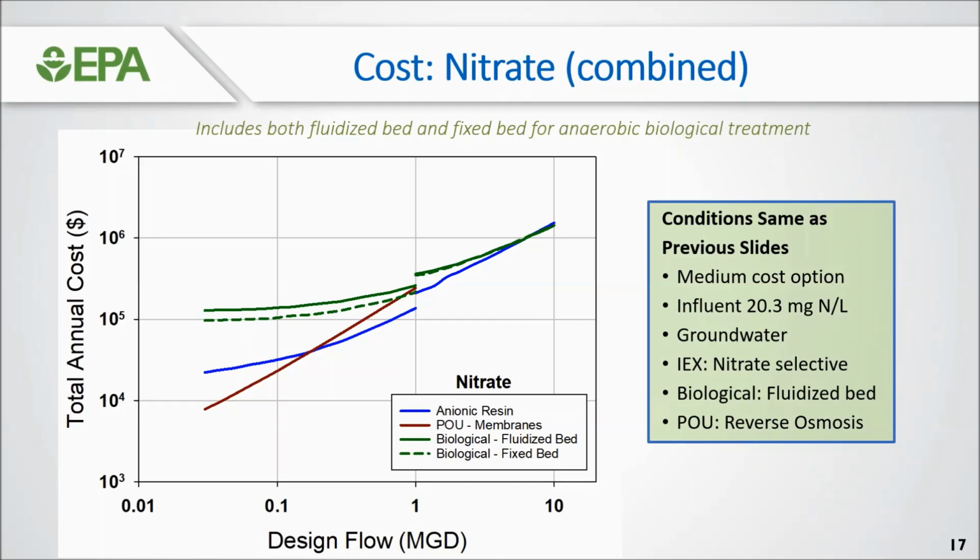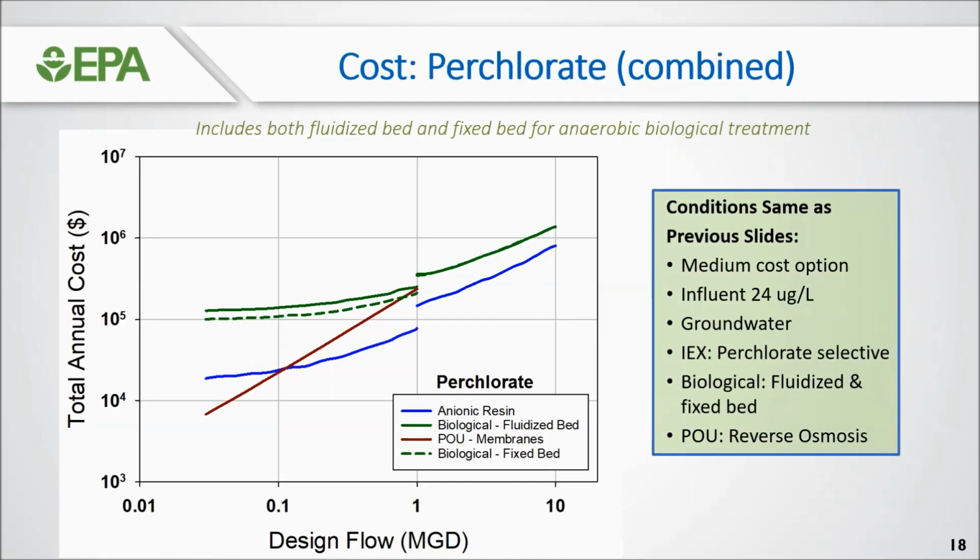Now, this is for nitrate. If you want, we can do the same exact comparison or example for perchlorate. So this is at 20 milligrams of nitrogen per liter for nitrate. The next plot for perchlorate is the same exact axes, but at a much lower concentration. So this is perchlorate. And you can see it's almost the exact same story here, except the influent is 24 micrograms per liter in this case, where we had some data from a full-scale system.